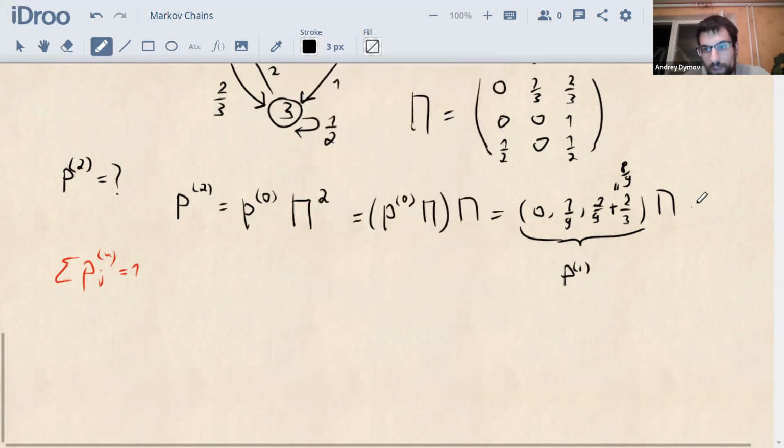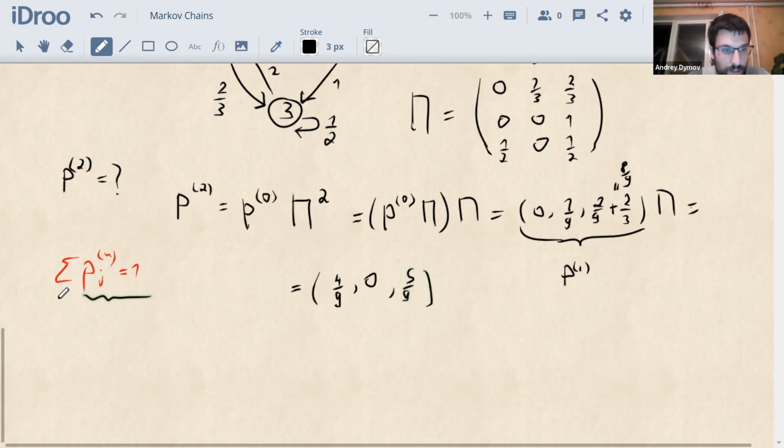Okay, and this equals... Well, let us finish this computation. This is 8. This is 4/9, right? 4/9. Then 1/3, 0, right? And then, okay, 5/9. It should be 5/9 because of this. Because of this, I even do not want to compute. So this is the distribution of the second moment of time.